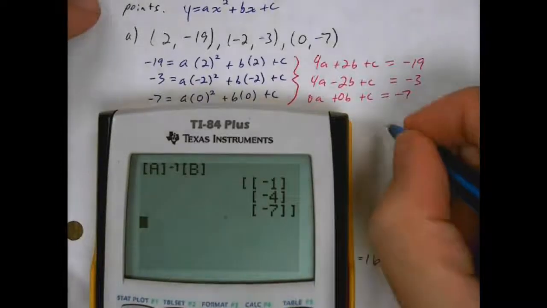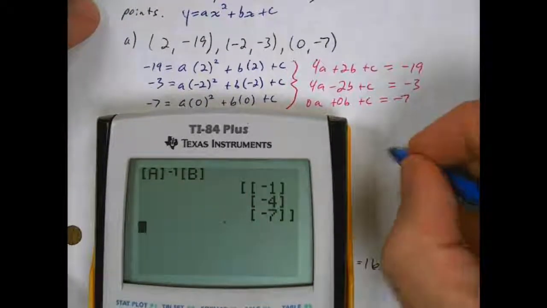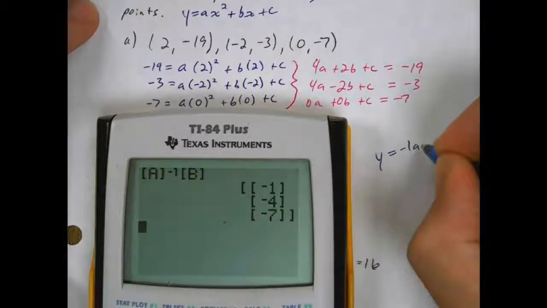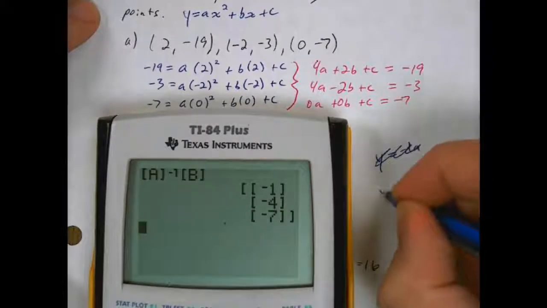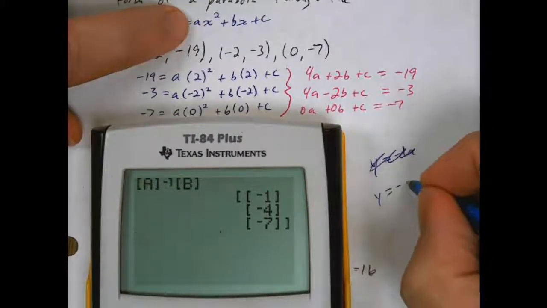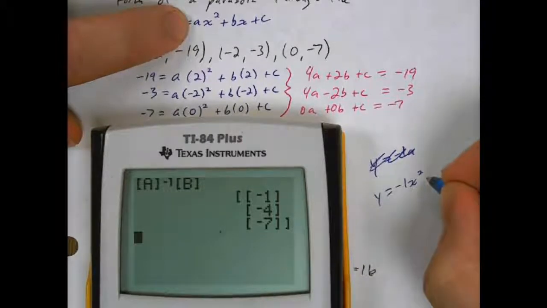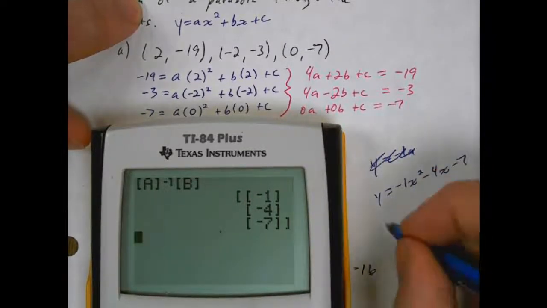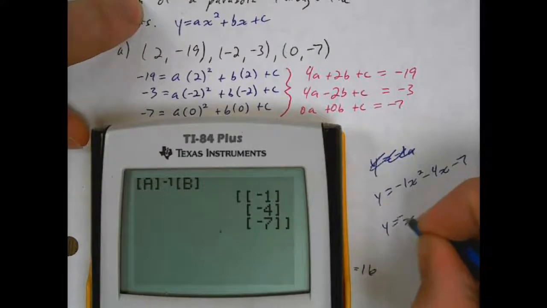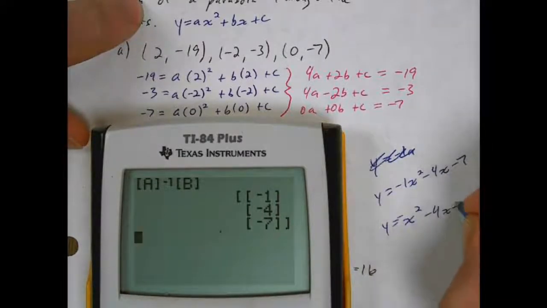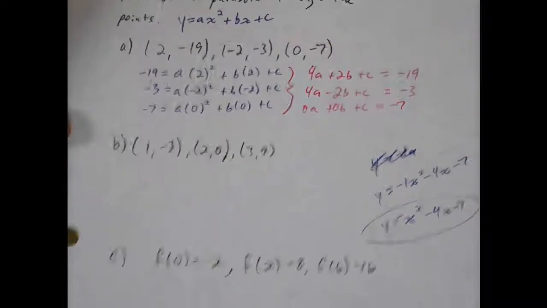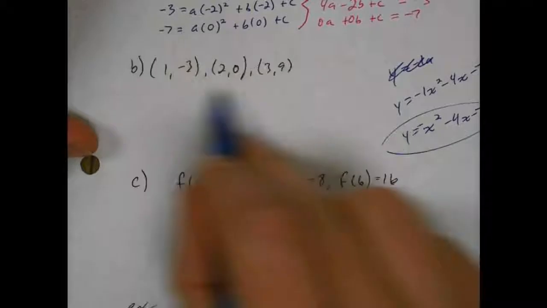Let's remember that. Well, really, we don't even need to remember it. We can just write it out, because y equals, A is negative 1, so negative 1x squared, B is negative 4, so minus 4x, and C is negative 7, so minus 7. Now remember, you don't need to write that negative 1, so really you'll see us write it as negative x squared minus 4x minus 7. And that's our equation.